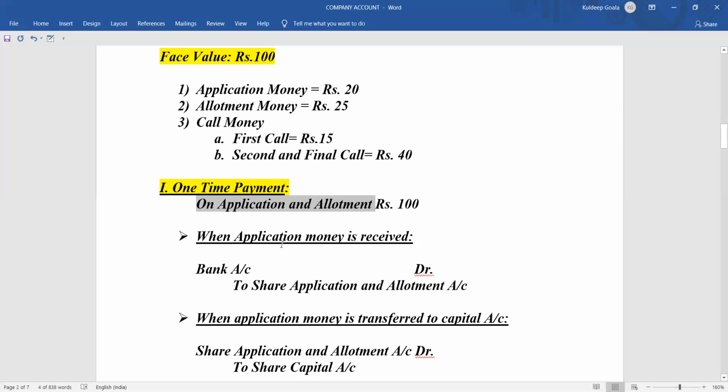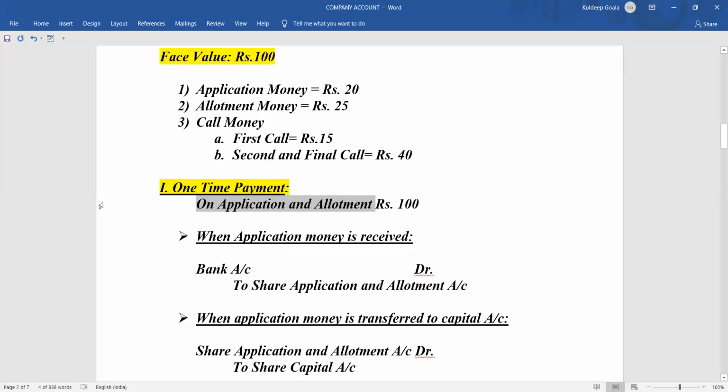मतलब लोग अप्लाई भी करेंगे, एप्लीकेशन का भी पैसा देंगे और अलॉटमेंट का भी पैसा देंगे. पकड़ लो अगर कोई एक्सेस दे दिया और जिसको अलॉट नहीं हुआ उसका पैसा रिटर्न कर देंगे. ठीक है. Otherwise it will be taken as application and allotment account. उसको एक नाम पकड़ा जाता है क्योंकि एक साथ एक बार मिलेगा तो अप्लाई भी हो रहा है, अलॉटमेंट भी हो रहा है. So that is why we take it at a time as application and allotment account.